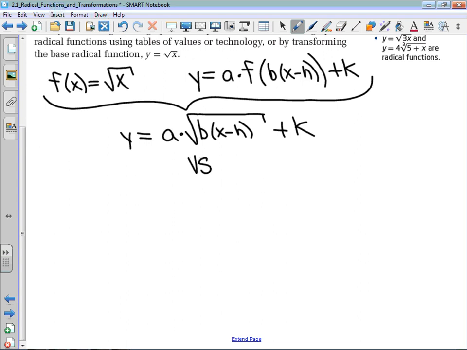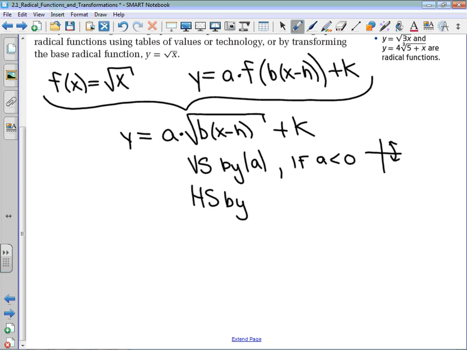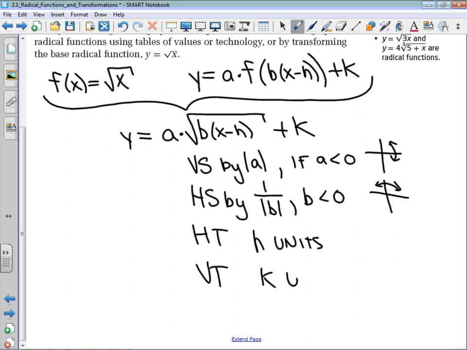This is a vertical stretch by the absolute value of a. If a is less than 0, we reflect over the x-axis. It's a horizontal stretch by 1 over the absolute value of b. But if b is negative, then it's a reflection across the y-axis. We have a horizontal translation by h units and a vertical translation by k units. And again, if h is positive, we go to the right. I'll write that in a sec.